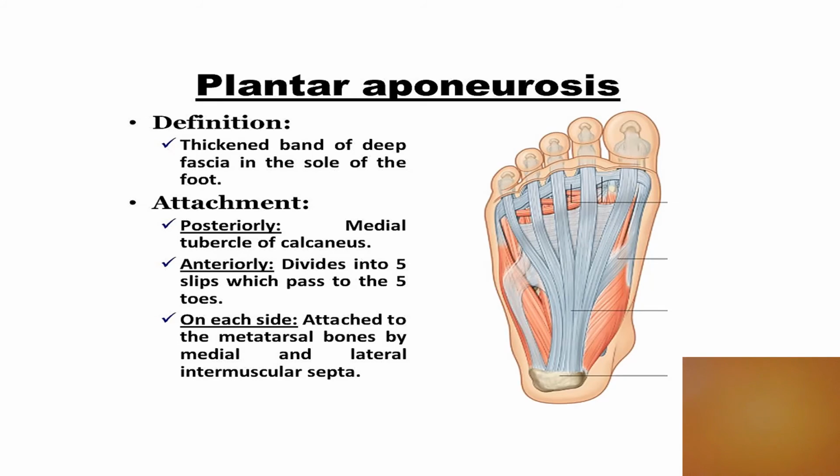The other structure that supports the arches of the foot is the plantar aponeurosis, which is part of the deep fascia of the sole of the foot, thickened to form this band. It is attached posteriorly to the medial tubercle of the calcaneus. Anteriorly, it is split into 5 slips, one for each toe. On each side, medial and lateral, it is attached to the metatarsal bones by the medial and lateral intermuscular septum. This connects the most posterior to the most anterior parts of the whole foot, so it supports the two arches.